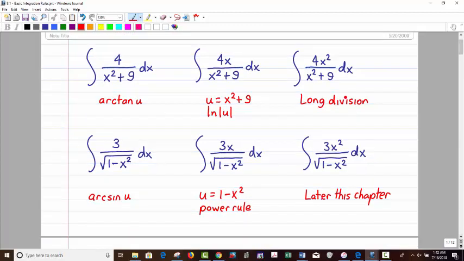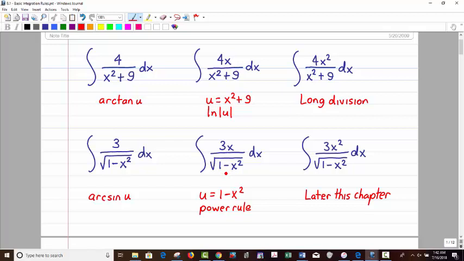Remember, an improper fraction is when the larger power on top is greater than or equal to the power on the bottom. Integer exponents, that doesn't count for radicals. You have to divide first before you can integrate. The bottom left is an arcsine form.